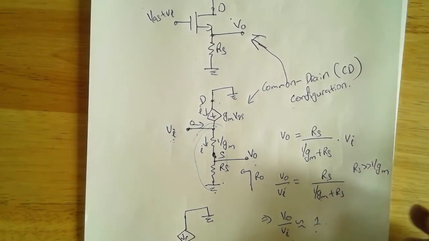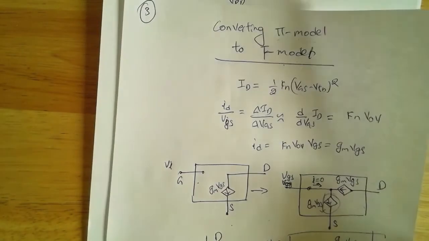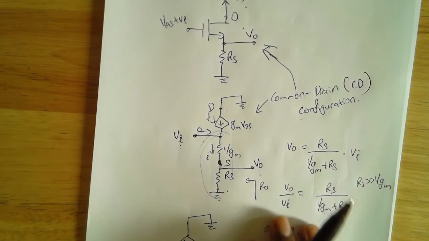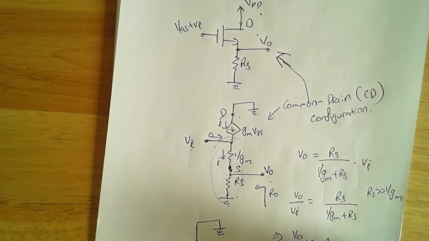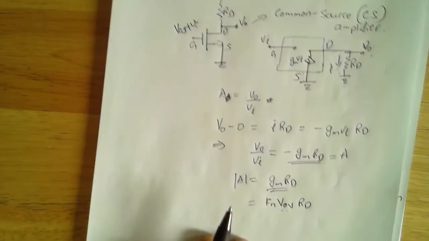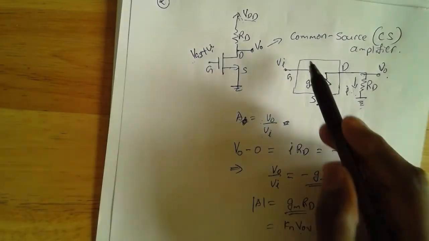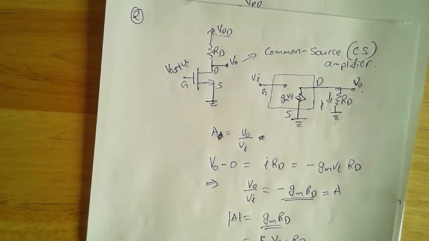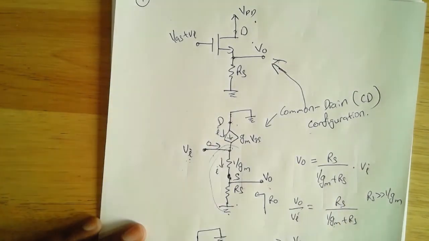So what we've looked at in this video is how to convert the pi model to the T model. We looked at the conversion, and we looked at an application of the T model, which is the common drain configuration. As far as configurations are concerned, so far we've looked at two. One is the common source configuration, where the gain is GM times RD, which can be a big number, and so the common source configuration is usually used to make amplifiers. And then the common drain configuration, which you use to make buffers. So we'll stop here.